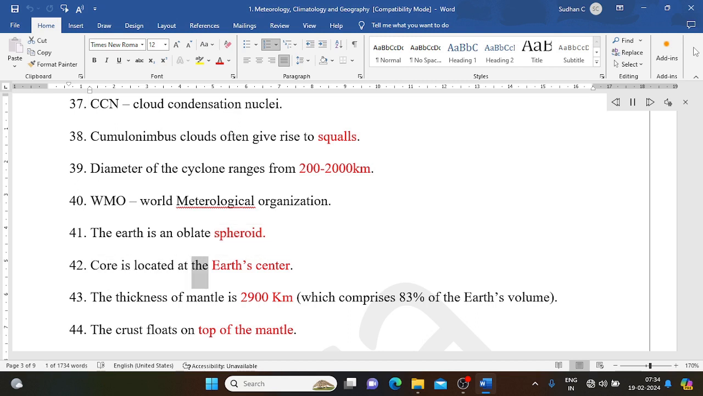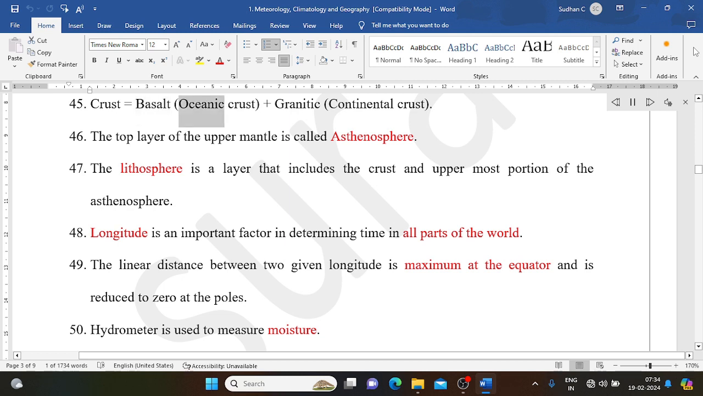Core is located at the Earth's center. The thickness of the mantle is 2,900 kilometers, which comprises 83% of the Earth's volume. The crust floats on top of the mantle. Crust equals basalt, oceanic crust, plus granitic, continental crust. The top layer of the upper mantle is called asthenosphere. The lithosphere is a layer that includes the crust and uppermost portion of the asthenosphere.